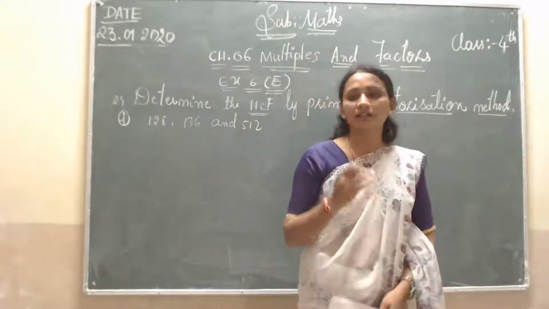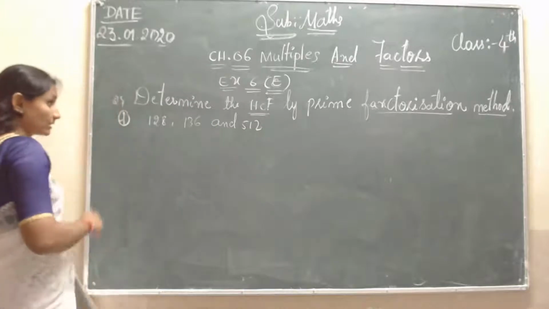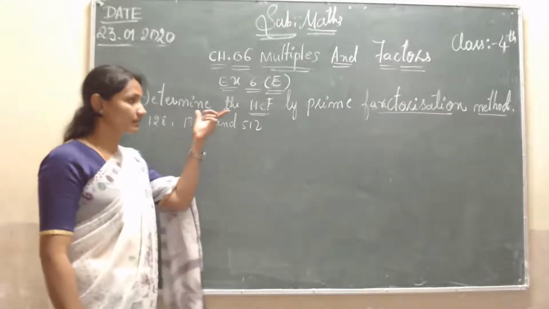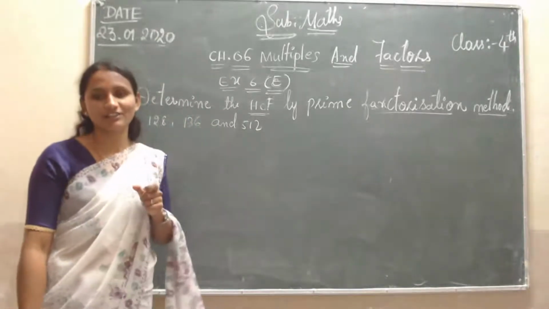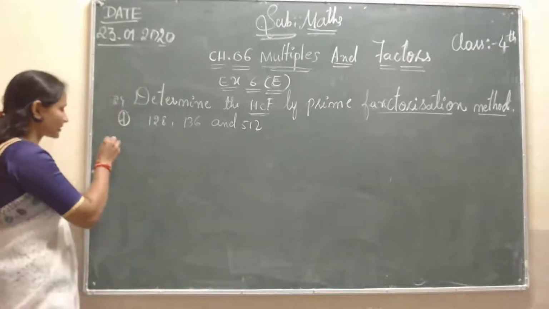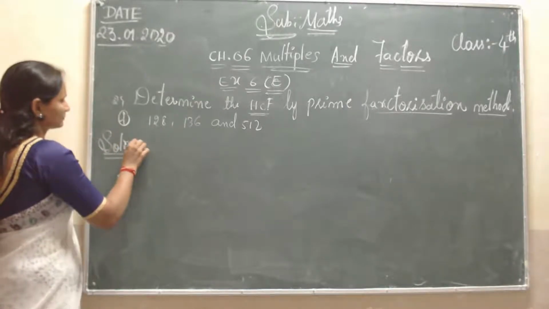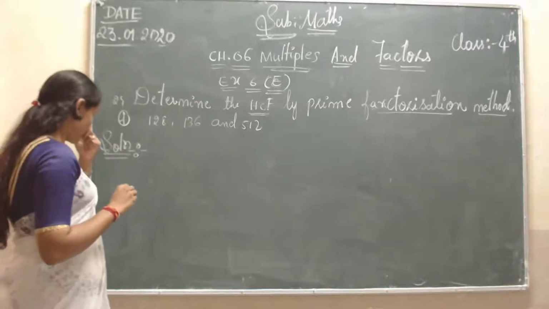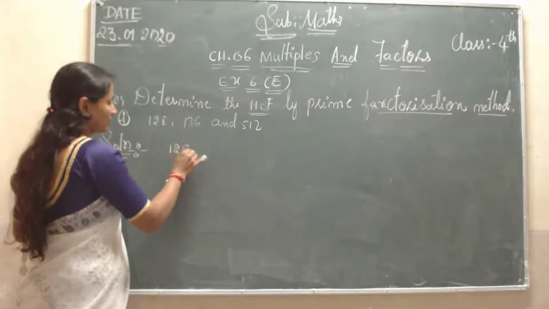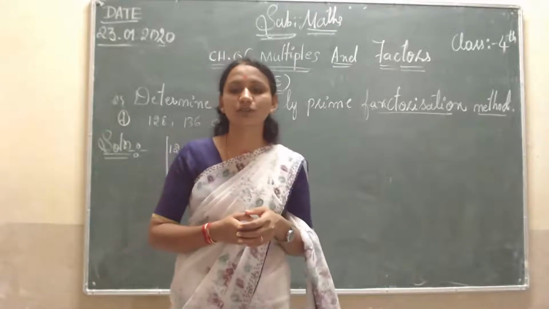The first number is 128. To solve this, we use the prime factorization method to find the HCF. Students, we will start with the first number. So what is the first step? First you have to use the common division method.